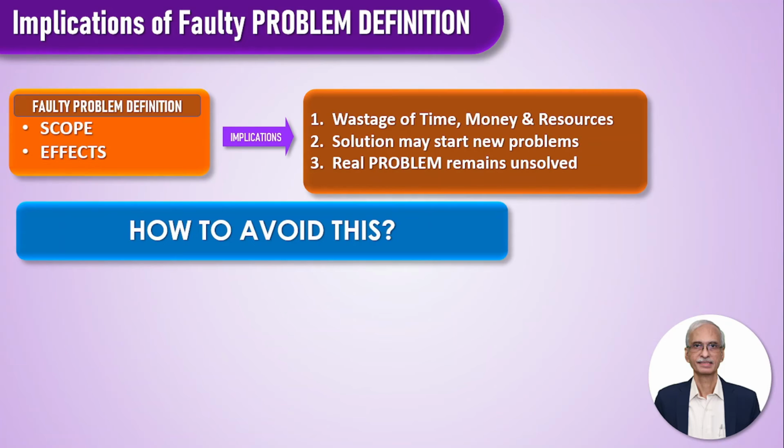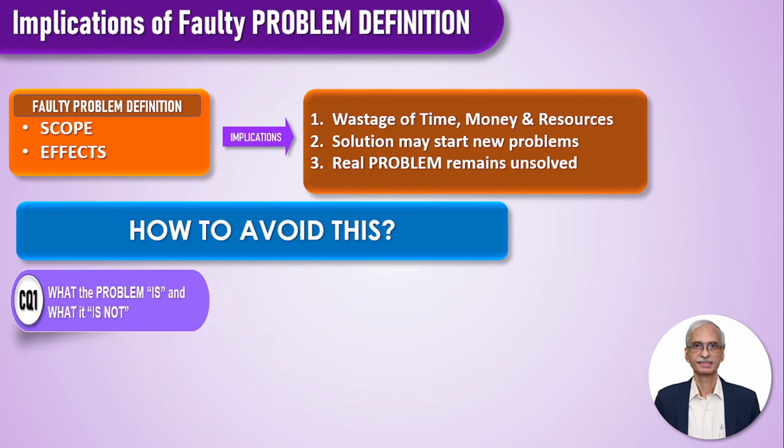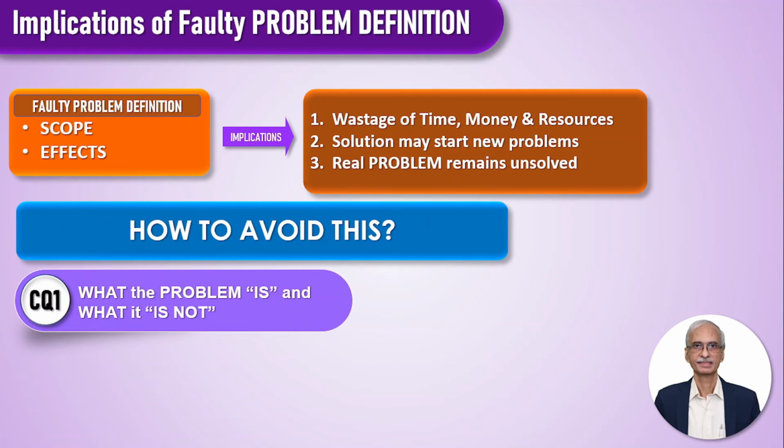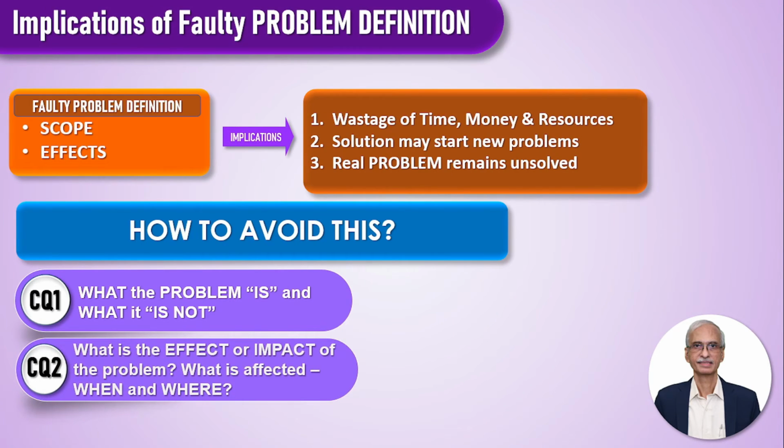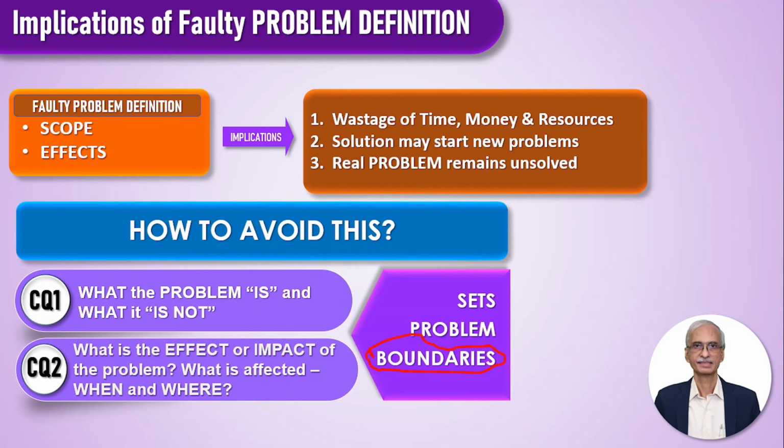How to avoid the faulty problem definition and ensure that we define the problem correctly? This is done by asking two critical questions. Question number one is what the problem is and what the problem is not. The second critical question is what is the effect or impact of the problem, what areas are affected, when and where. So the answers to these two questions actually set the problem boundaries. They exactly define the problem in a correct manner.